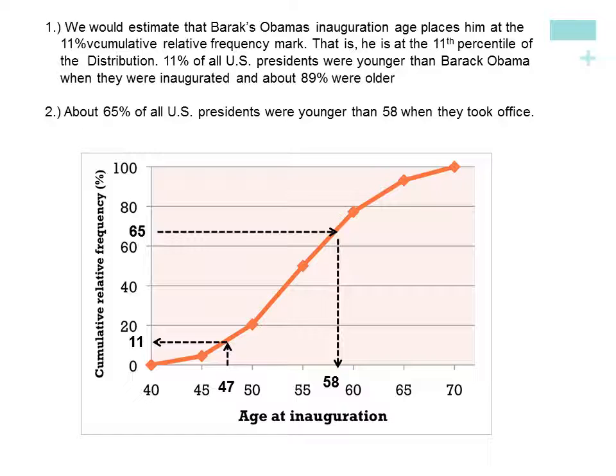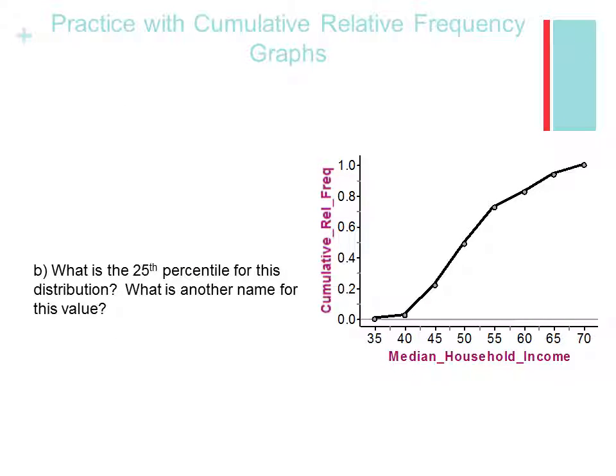You don't want to just say that 65% of the data was less than 58. If you give that to a reader, they're not going to know what you're talking about. Specifically, you want to make sure you put that in context: about 65% of the presidents were younger than 58 when they took office. All right, let's get a little more practice with our cumulative relative frequency graphs.